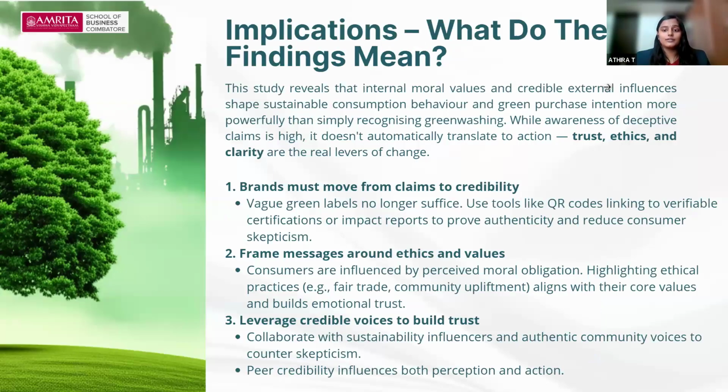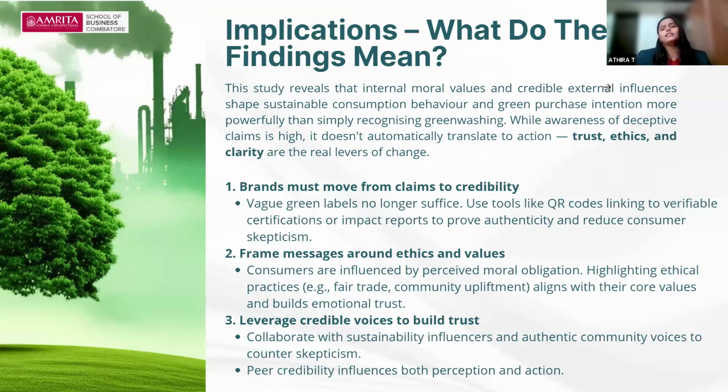Brands should focus more on trust, ethics, and clarity. They should move from claims to credibility. Like they could use QR codes, etc., to link the certification and their reports to show authenticity and be transparent. Their messages should be around ethics and values. As Indians, we are influenced more by our perceived moral obligation. They could talk more about fair trade, community upliftment, etc. And finally, they could collaborate with a sustainability influencer or a strong community leader to promote their brand. This gives better credibility, and social influence is one of the strongest influencers.